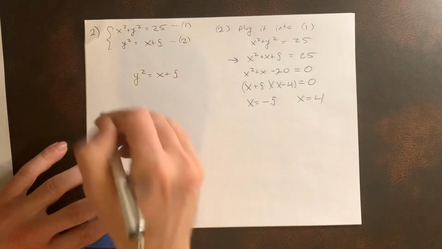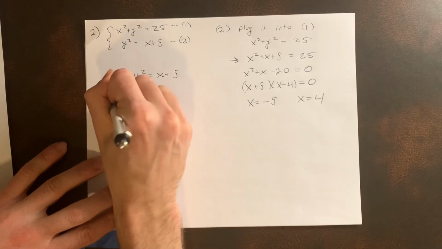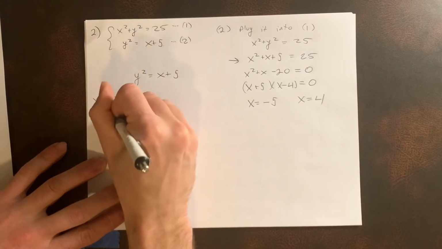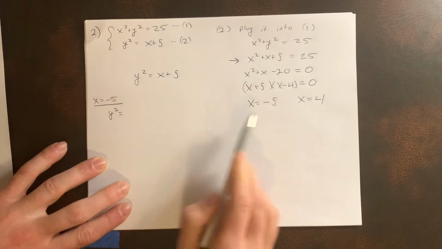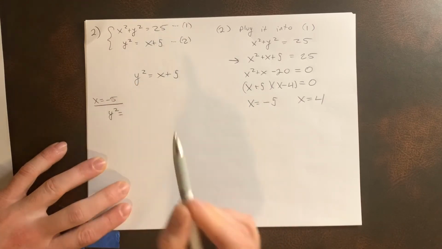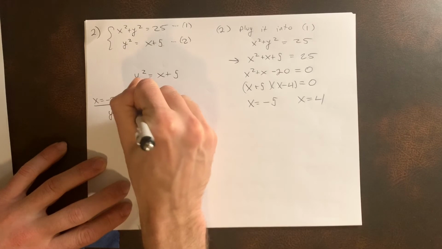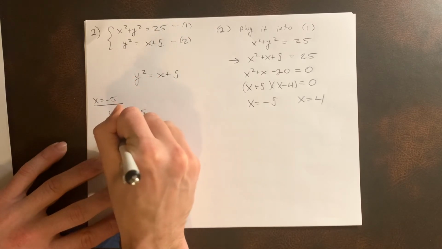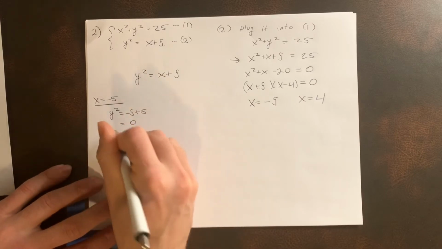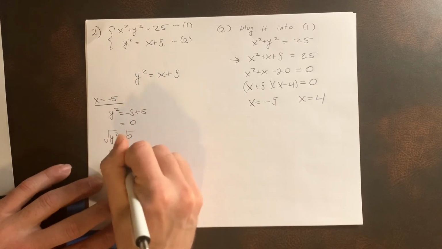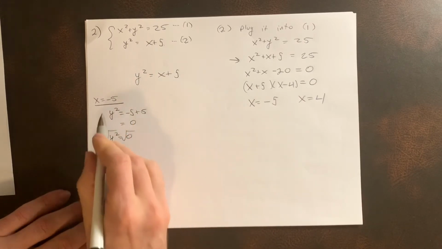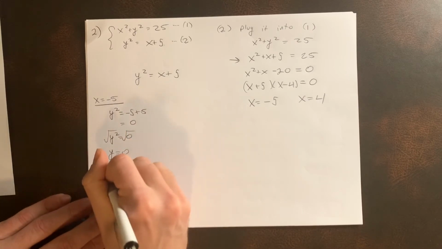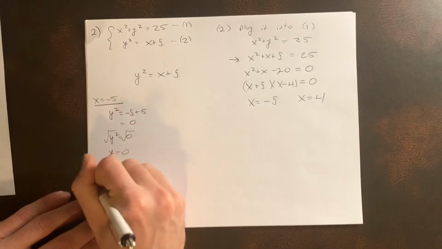So what happens when x is equal to minus 5? That means y squared is going to be minus 5 plus 5, which equals 0. So we have y squared is equal to 0, but then if we square root both sides, that just tells us that y is going to be 0. So when x is minus 5, y is going to be 0. So we have this point.